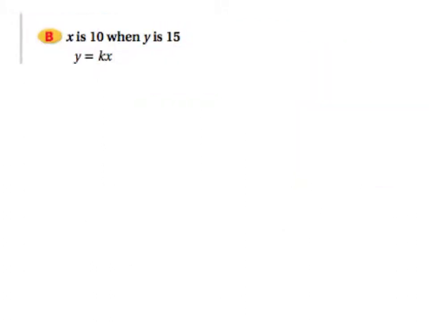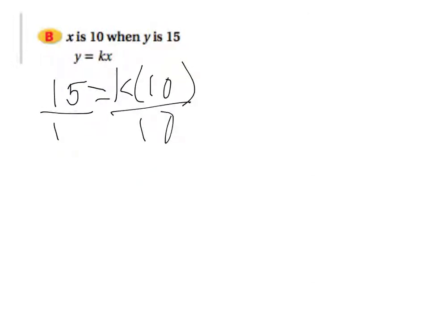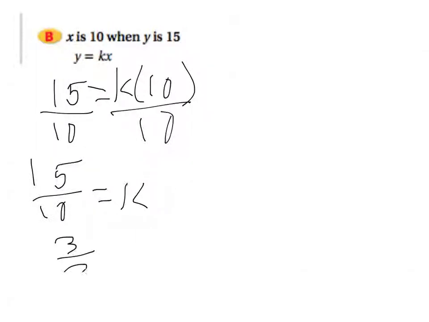Here's another example. Find the equation when x is 10 and y is 15. So when x is 10, y is 15. To get k by itself, we're going to divide by 10. So k is equal to 15 tenths, which is the same thing as, if we divide by 5, 3 halves. So y is equal to 3 halves x.